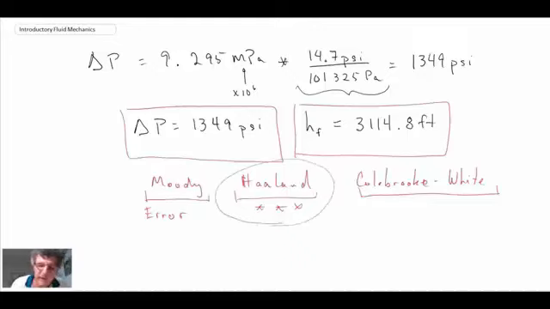Colebrook-White is good if you're doing it with the computer, and Moody is also good if you are doing it quick and dirty, but it is prone to error because you're reading a table or the figure. So that is pressure drop with turbulent pipe flow.